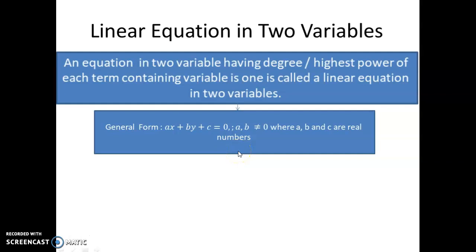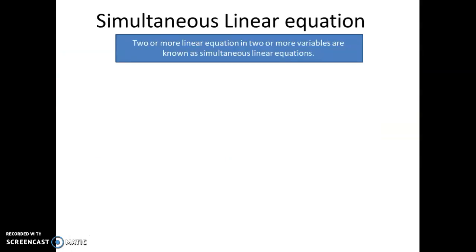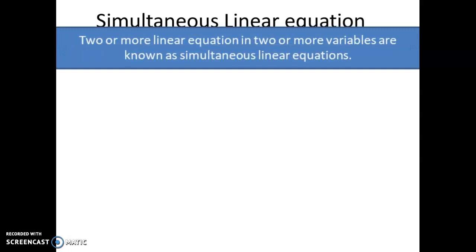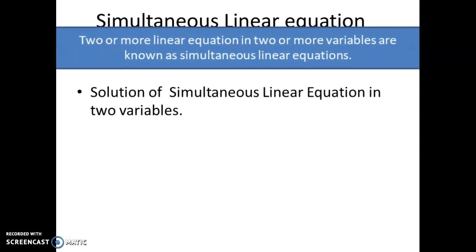Okay, now let us see some more things. Simultaneous linear equations: a group of two or more linear equations, having two or more variables, are known as simultaneous linear equations. As I told you, the solution of any linear equation is the value of the variables which, when substituted in the equation, will give you the right hand side, that is 0.